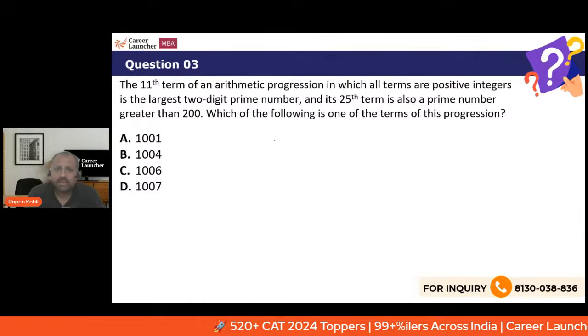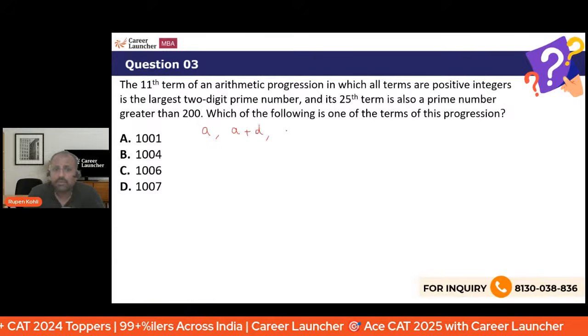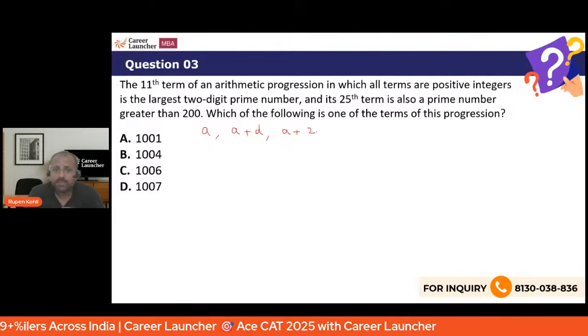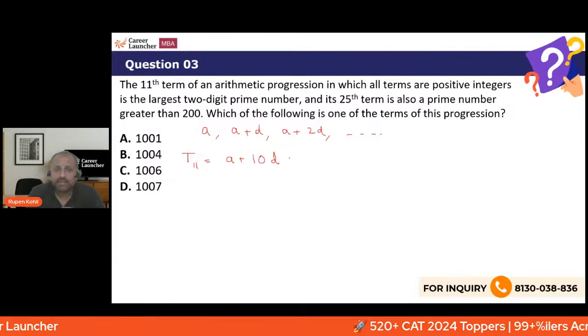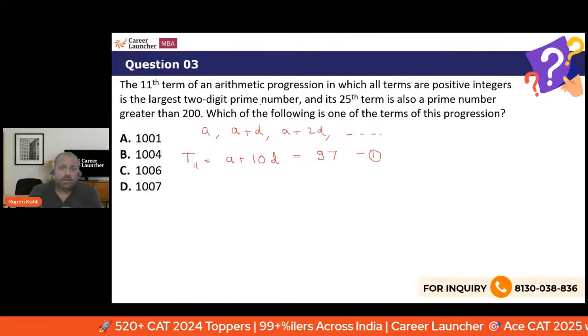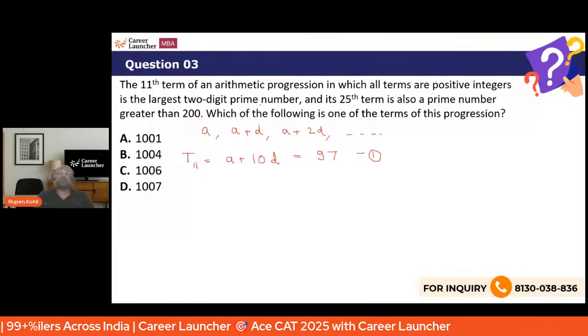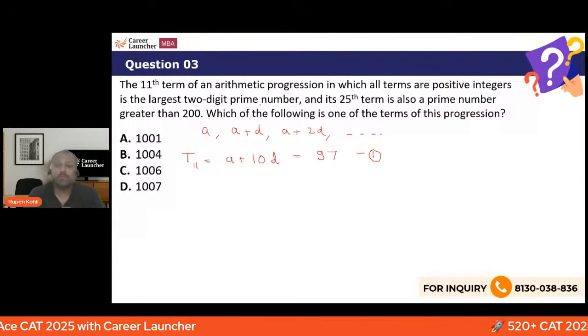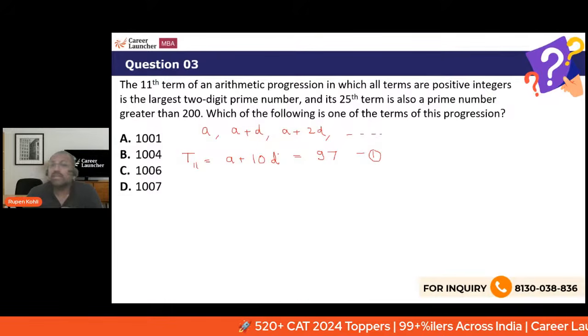If I define the AP in the typical manner, that the first term is A and the common difference is D, the terms are A plus D, A plus 2D, and so on. So the 11th term will be A plus 10D, and that is given to us directly as 97 is the first information. And its 25th term is also a prime number greater than 200. Which of the following is one of the terms of the progression? In order to find that, I have to find both a and d.